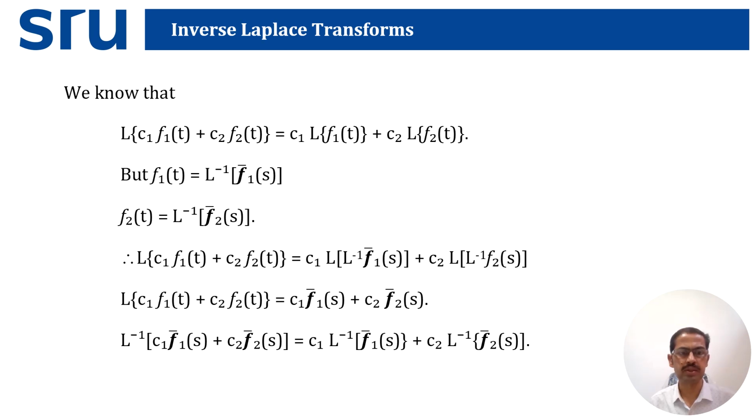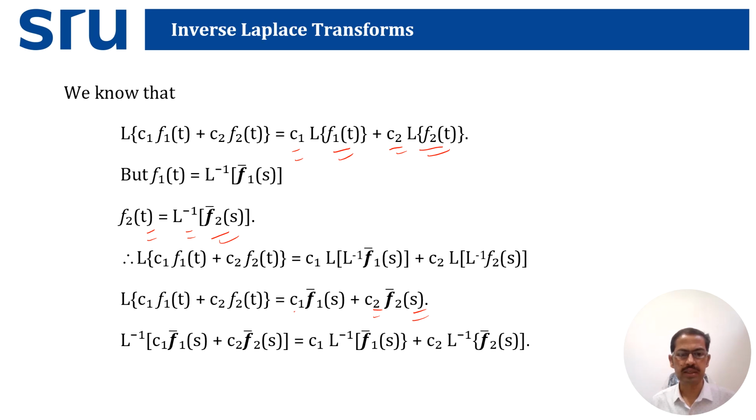Similarly, here the Laplace transform of c1 f1 of t plus c2 f2 of t is c1 into the Laplace transform of f1 of t plus c2 into the Laplace transform of f2 of t. Similarly, f1 of t is equal to the inverse Laplace transform of f1 bar of s, and f2 of t is the inverse Laplace transform of f2 bar of s. Just substitute here. Therefore, the Laplace transform and inverse Laplace transform get cancelled, so the Laplace transform of c1 f1 of t plus c2 f2 of t is c1 f1 bar of s plus c2 f2 bar of s.